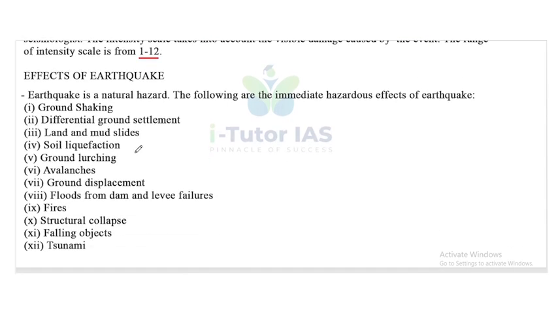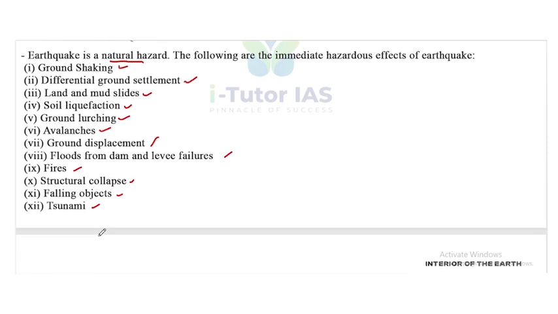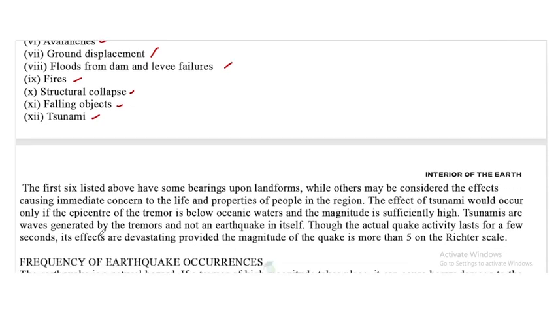Now, effects of earthquake. Earthquake is a natural hazard, and following are the immediate hazardous effects of the earthquake: ground shaking, differential ground settlement, land and mudslides, soil liquefaction, ground lurching, avalanches, ground displacement, floods from dam and levee failure, fires, structure collapse, falling objects, tsunami. So these are some of the immediate hazardous effects of earthquake.